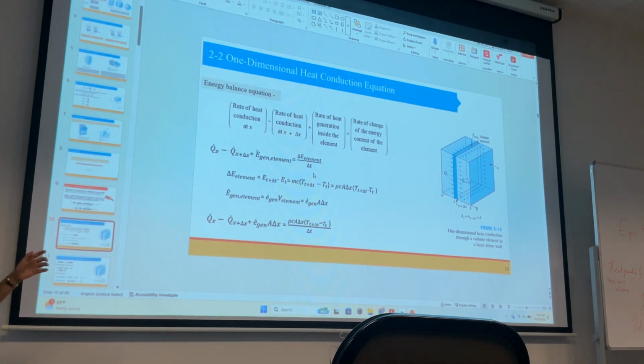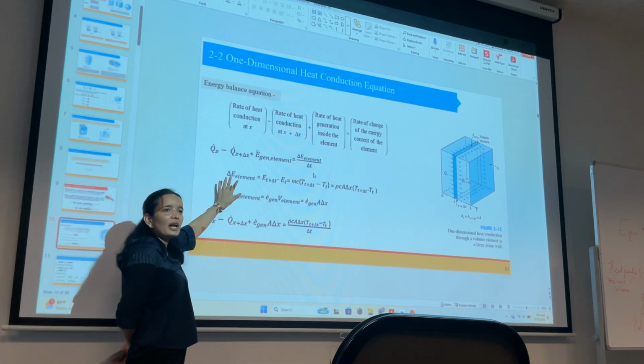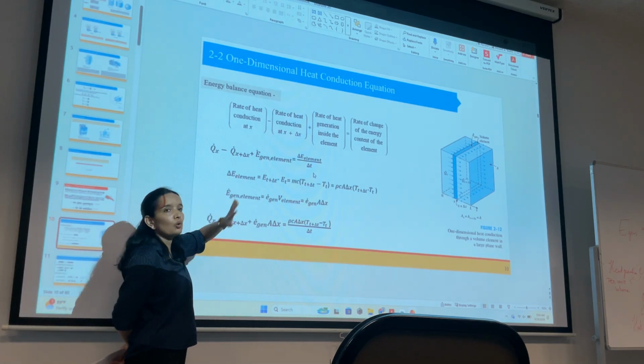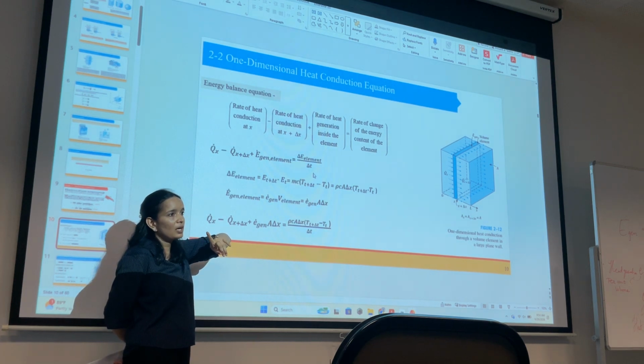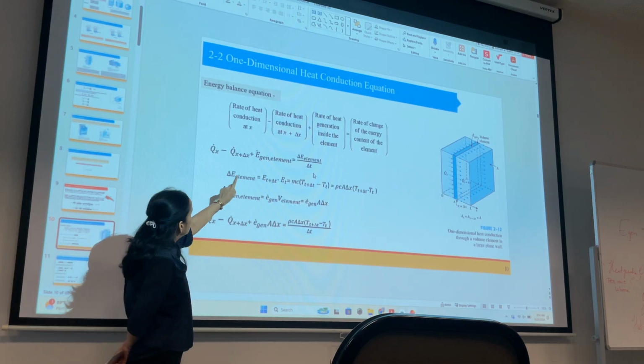So in your exam, I'm not going to ask you to derive the equations, right? But you should know how you're deriving the heat transfer by conduction in one direction, in a rectangle.